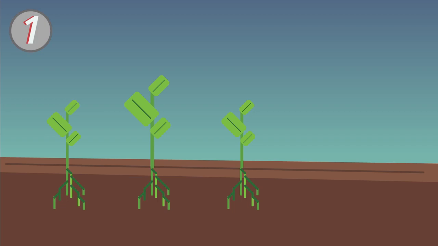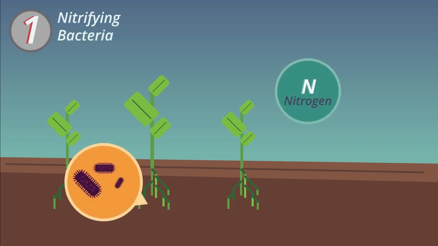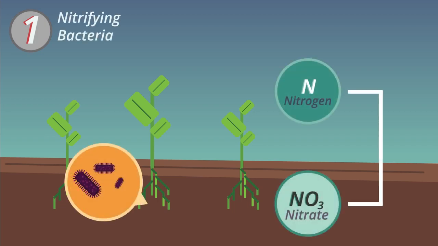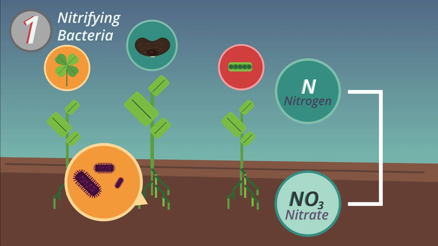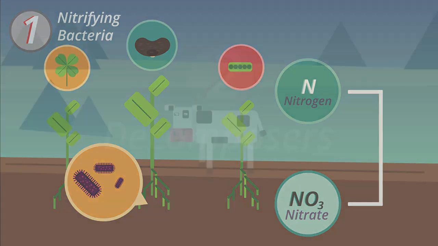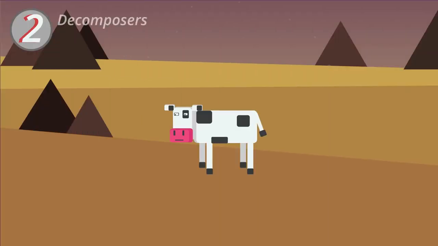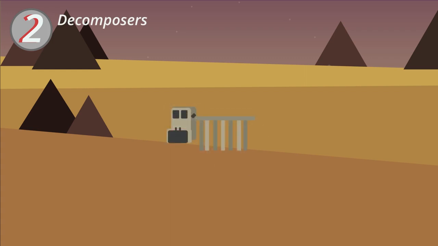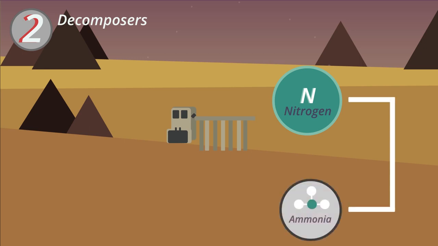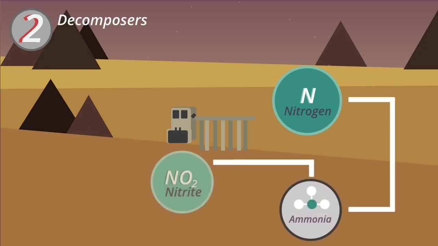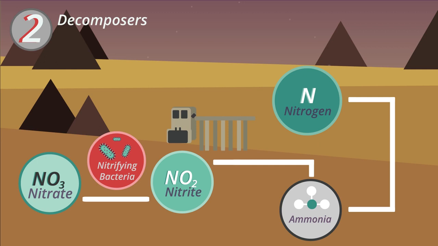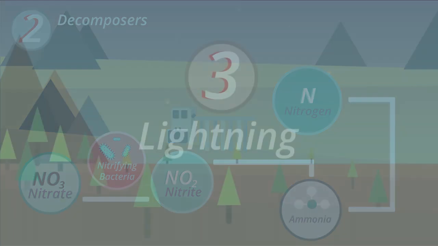Firstly, nitrogen fixing bacteria in the soil turns nitrogen from the air into nitrates, which the plants can then absorb. Some plants, such as the legume family, which includes peas, beans and clover, have these nitrogen fixing bacteria in their root nodules. Secondly, decomposers in the soils break down animal excretion in dead organisms, returning nitrogen back to the soil as ammonia. The ammonia turns firstly into nitrite, and then nitrifying bacteria in the soils turns the nitrite into nitrate.